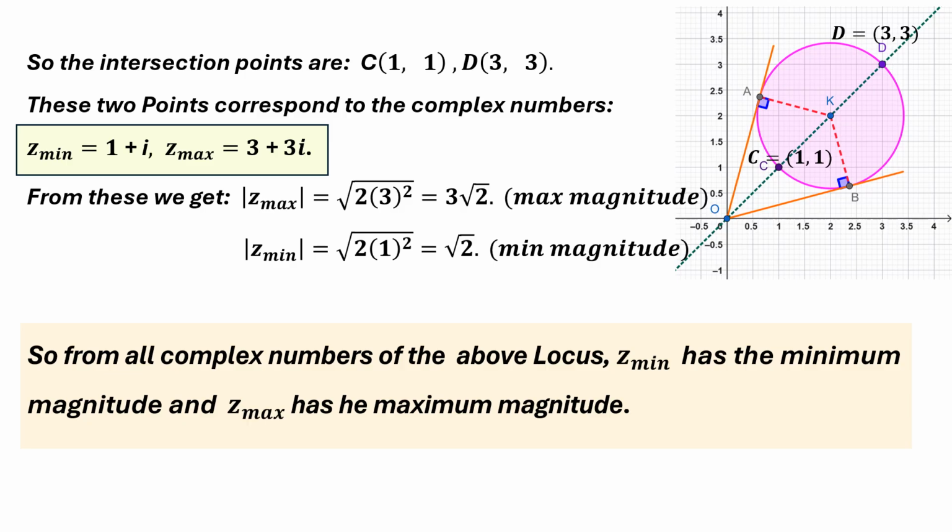So point C of the circumference of the disk, with coordinates 1, 1, that has the minimum distance from the origin, corresponds to the complex number z min, which is equal to 1 plus 1i. On the other hand point D of the circumference of the disk, with coordinates 3, 3, that has the maximum distance from the origin, corresponds to the complex number z max, which is equal to 3 plus 3i. So from all complex numbers of the above locus, z min has the minimum magnitude and z max has the maximum magnitude.